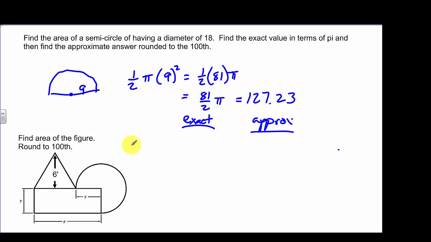Alright, this next problem's much tougher actually, in that we have 3 different shapes and one of which is not a whole shape. So we've got a triangle, and I need to find out its base in order to find its area. I know this whole side of the rectangle is 8, and this little straight part of the rectangle is 3, so I know that this base has to be 5. So for the triangle, I have a half base times height. For the rectangle, I have base times height, or length times width.